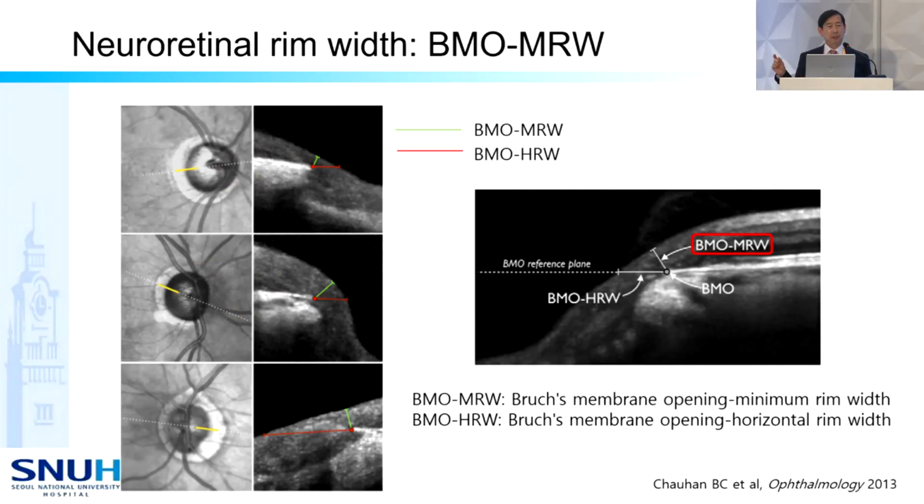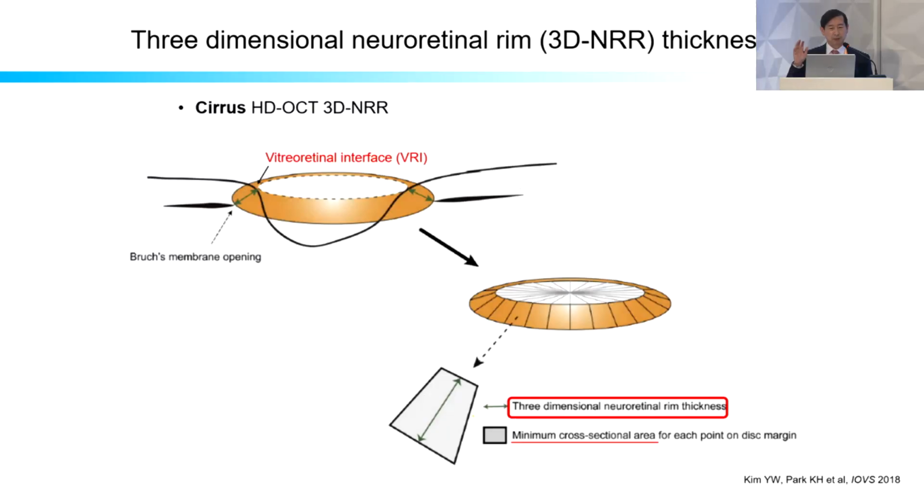Another part is that we can measure the neuroretinal rim with OCT. BMO-MRW measures from the BMO to the internal limiting membrane in Spectralis OCT. The same concept in Cirrus OCT is called 3D neuroretinal rim thickness.